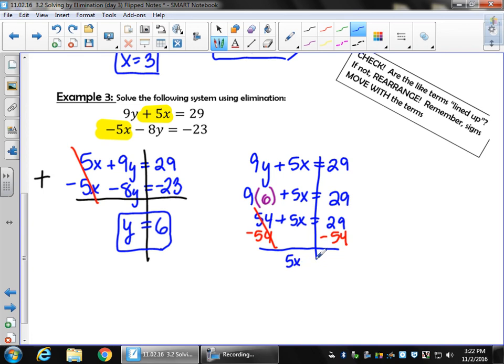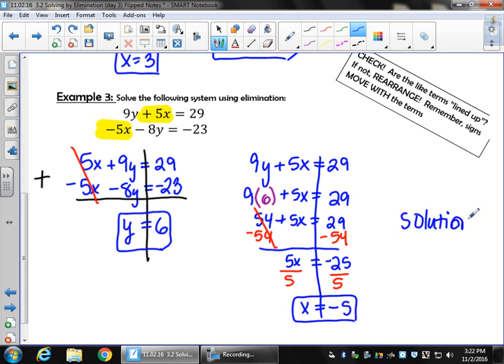Keep this line going as far as you need it to keep your equal signs lined up. This will get me 5x equals 29 minus 54. In your calculators, we get negative 25. Divide both sides by 5. x equals negative 5. My solution is x comma y. Here's x, so negative 5 comma y, which is 6.